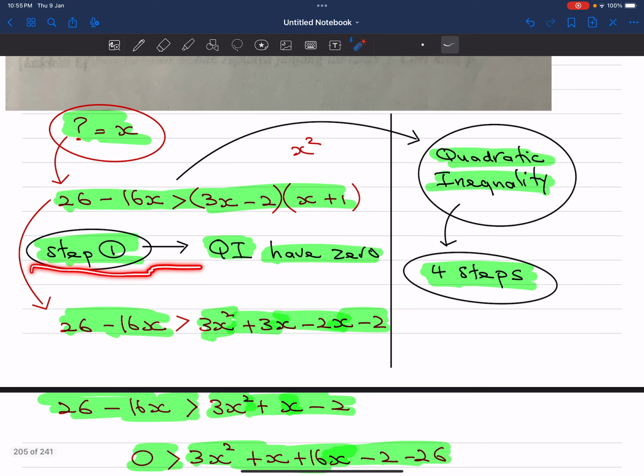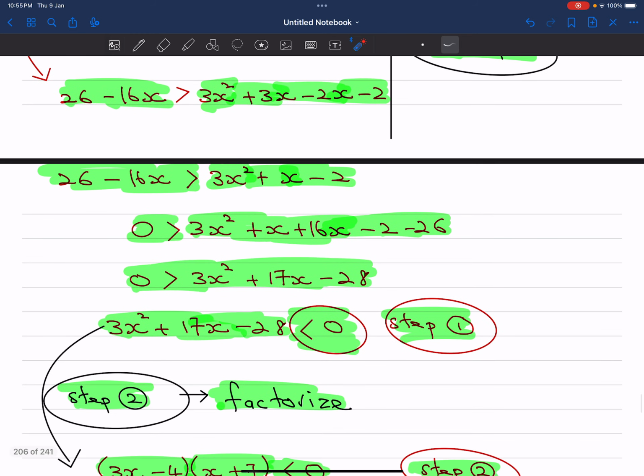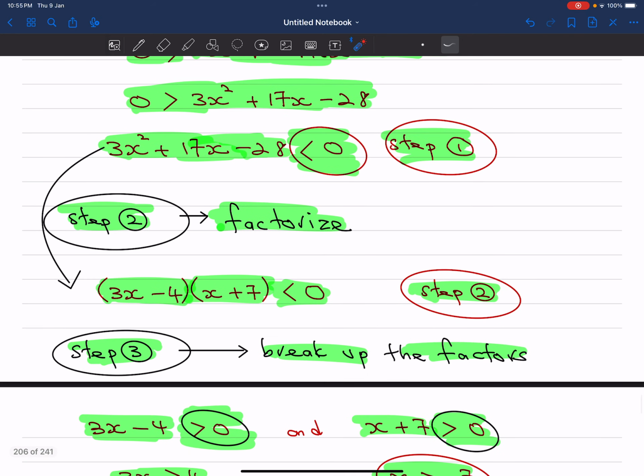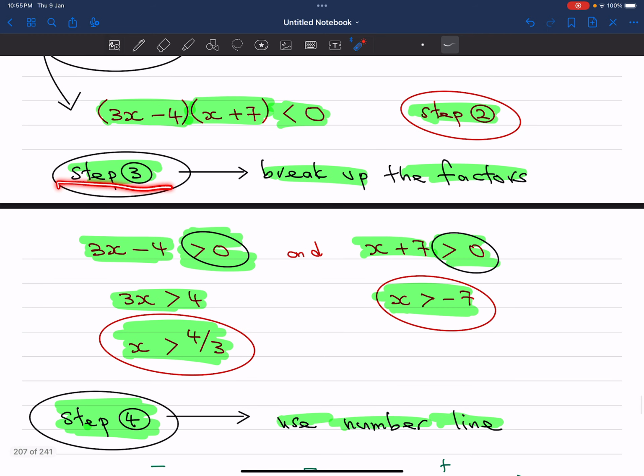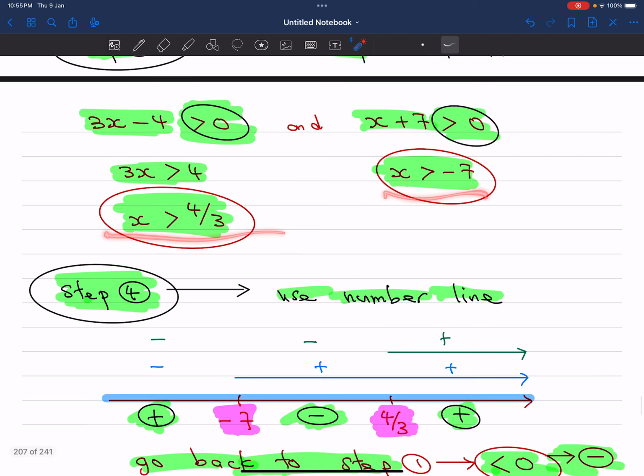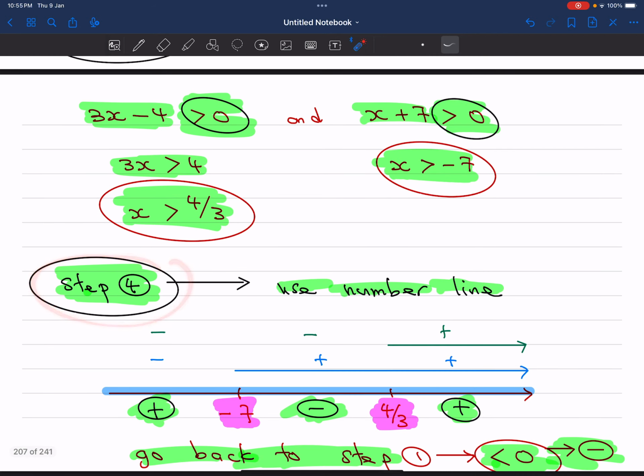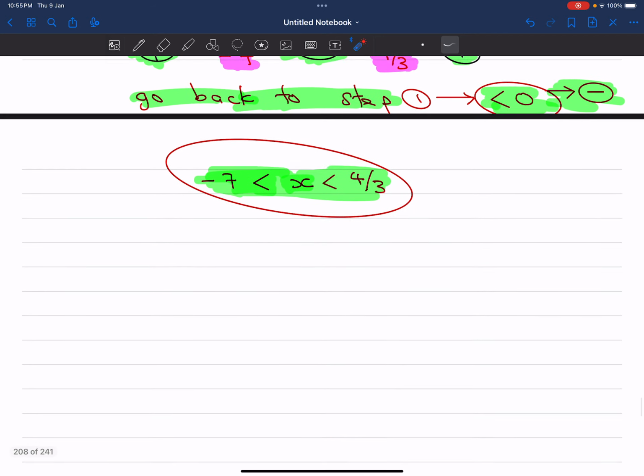Step 1, quadratic inequalities must have 0. Step 2, you must factorize. Step 3, break it up and get the value of x. And finally, step 4, use the number line. We have got our answer.